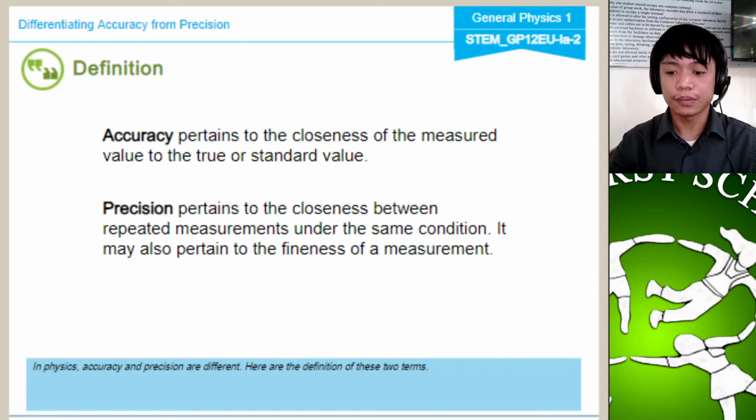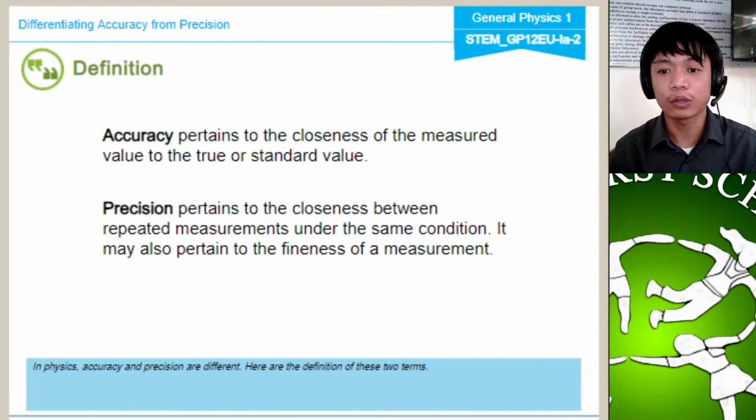So let's proceed. In physics, accuracy and precision are different. Accuracy pertains to the closeness of the measured value to the true or standard value. So when we say accuracy, mas malapit siya sa totoong value. Halimbawa, mas malapit siya sa bullseye kung pinag-uusapan natin dito yung dartboard, or yung dart game. So kapag accurate, mas malapit yung dart sa or mas malapit mong matamaan yung bullseye.